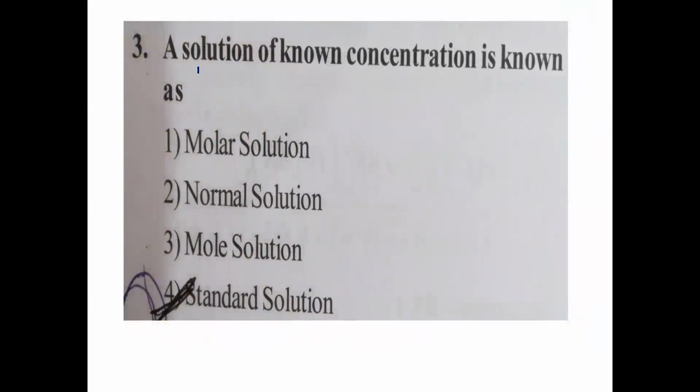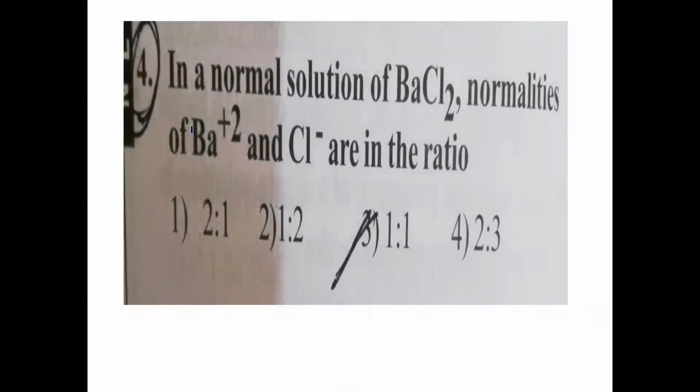Now here, a solution of known concentration is known as standard solution, remember. But they gave the option wrong here in the key. So take it as standard solution. Standard solution means the solution whose concentration is known. Next, in a normal solution, normal meaning normality is equal to 1, remember. Normality is equal to 1 normal.